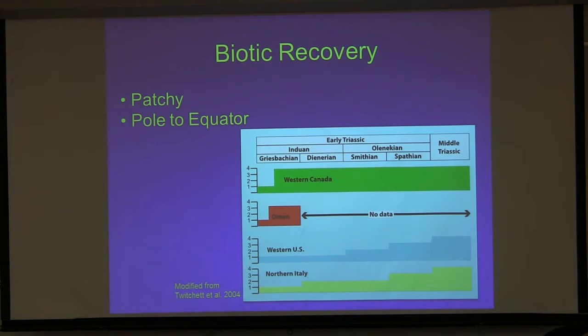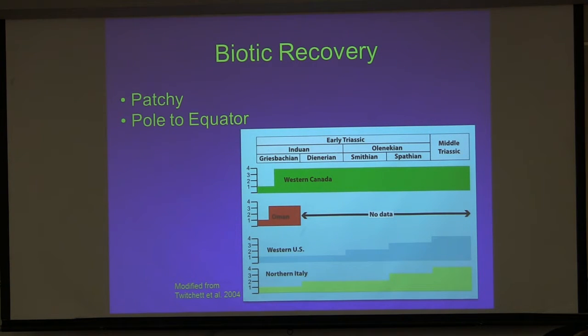So biotic recovery across the globe was patchy and somewhat dependent on where you were on Earth. The harsh conditions were a little worse around the equator, so you had faster recovery in Western Canada and Oman, which are further from the equator, between 20 and 30 degrees, rather than the Western US and Northern Italy, which were closer to the equator. So the stages took a lot longer in the Western US and Italy.